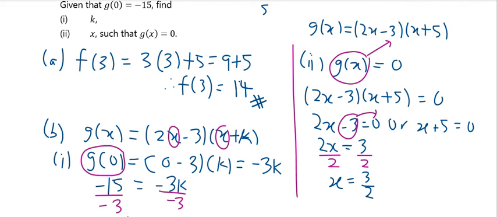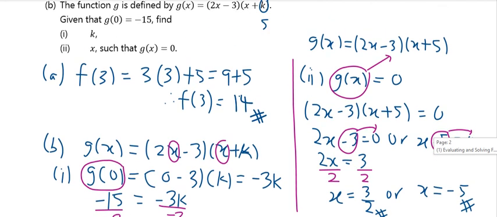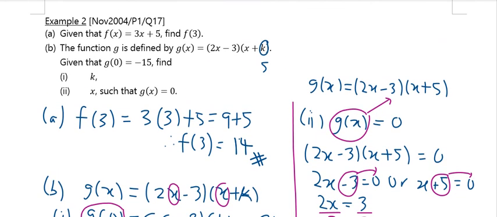Or the second one will be this one, okay? x plus 5 equals 0, so you have to move plus 5 to the other side. So you will have x equals negative 5. So there we have it. You have two solutions over here, which is x equals 3 over 2 or x equals negative 5. Just a reminder, don't forget to put the value of k that you found just now over here so that you can solve this part 2. Okay, so that's for example number 2.